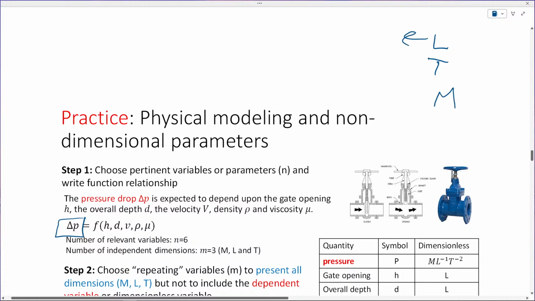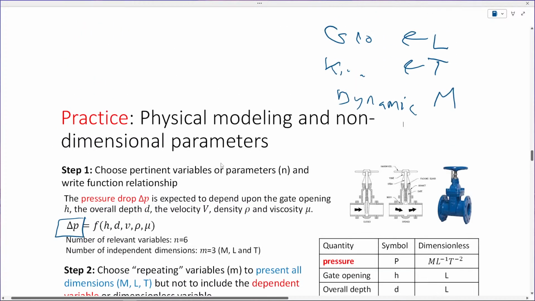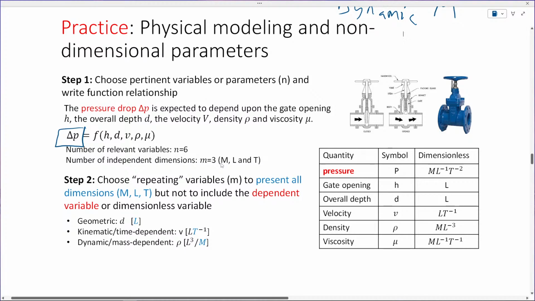This is to get geometric, kinematic, and dynamic. So for example, for the length, we can choose any of these parameters, like you can choose overall depth, for example, to ensure geometric. Kinematic, or time dependent, that of course would be the velocity. Dynamic, or something that's mass dependent, we can choose as we did before, like the density.